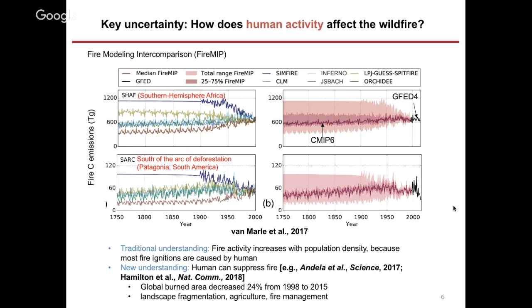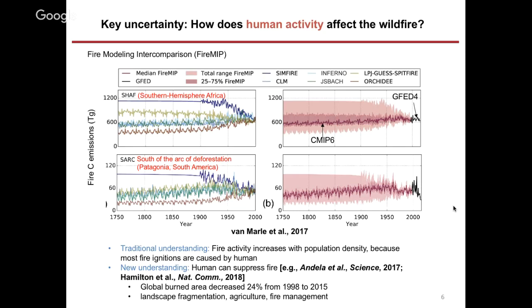The key uncertainty here is we don't quite understand how human activity affects wildfire. The traditional understanding is that the fire activity increases with population density because most of the fires are caused by humans. But the new understanding is that humans can actually suppress fire. One mechanism we think important is called landscape fragmentation. Humans can change the land use and make the landscape more fragmented, and that can make the fire spread slower.